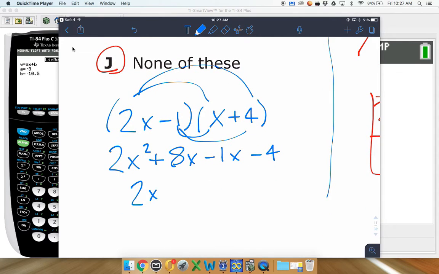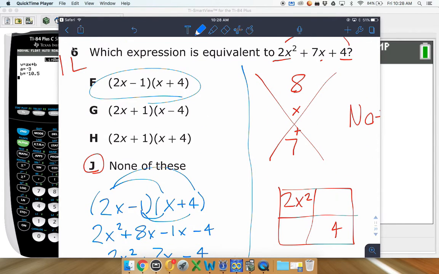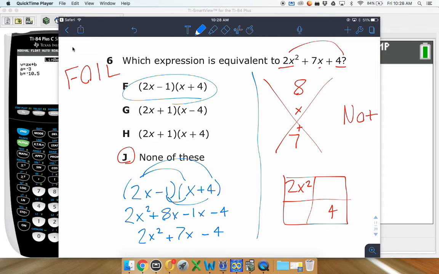So that would be 2x squared plus 7x, looking really close, but then you get this negative 4, and that doesn't match exactly what I got. So obviously it's not the answer. You could go through and do that for each one to double check, but none of them are going to work, because this trinomial is not even factorable.